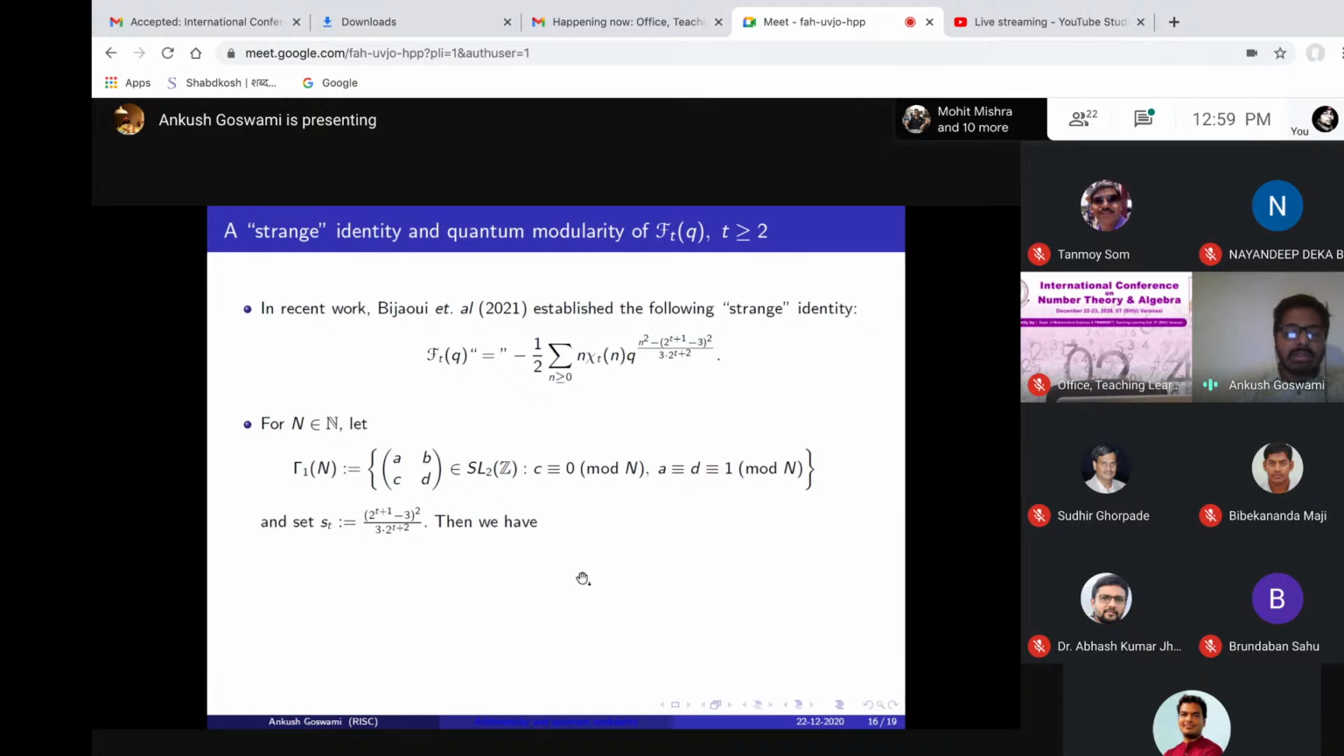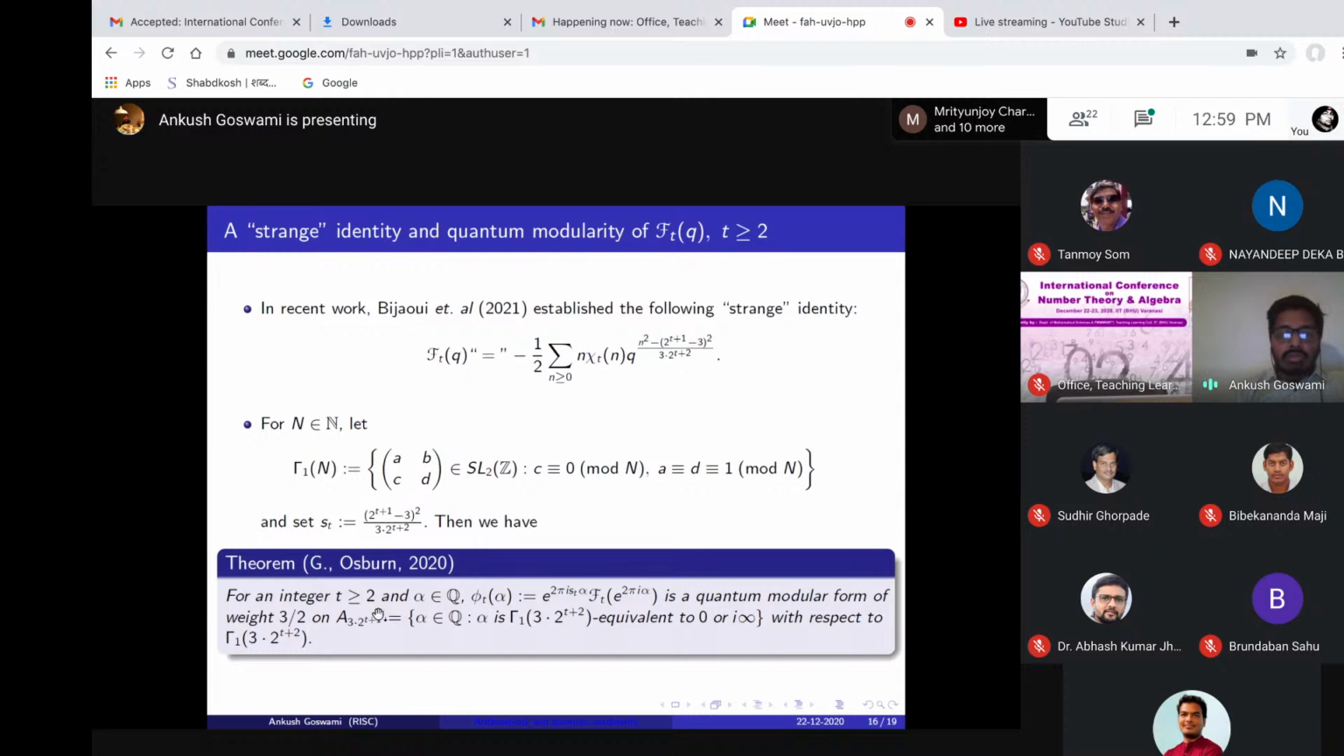then we have this result: if t is bigger than or equal to 2, and you take alpha to be any rational number and define this function phi_t(alpha) to be this exponential factor times f_t(e^(2 pi i alpha)), then phi_t(alpha) is a quantum modular form of weight 3/2 on this subset of rational numbers. And this is with respect to Gamma_1(3 times 2^(t+2)).